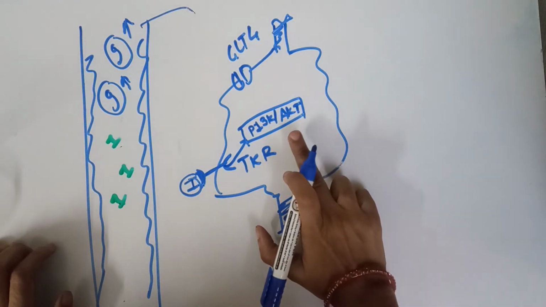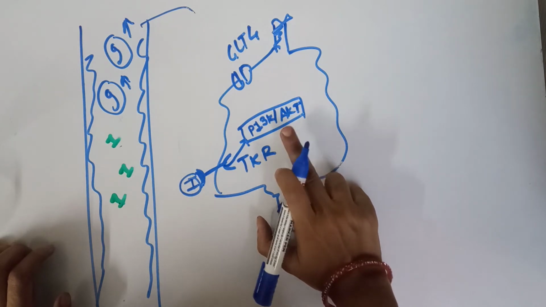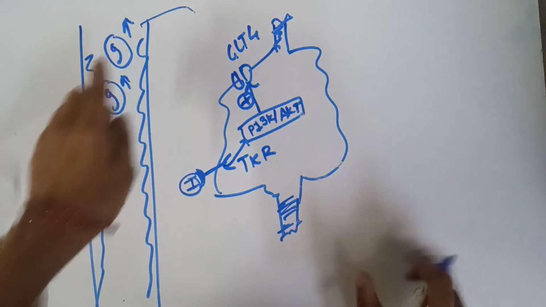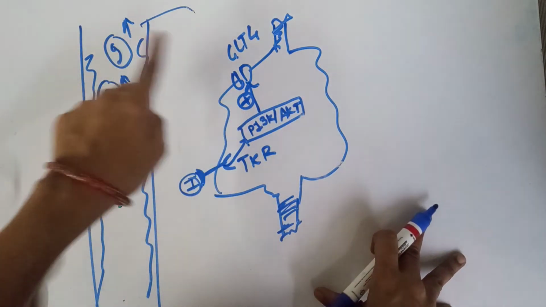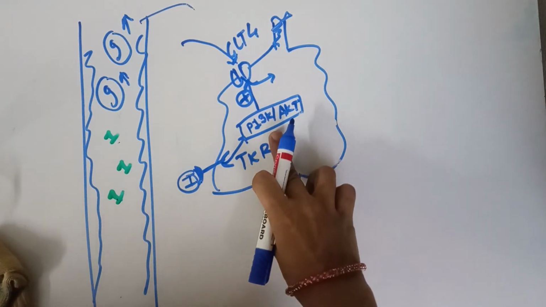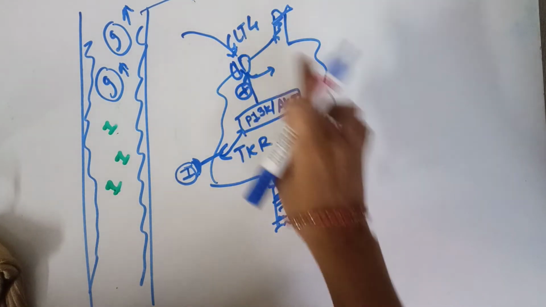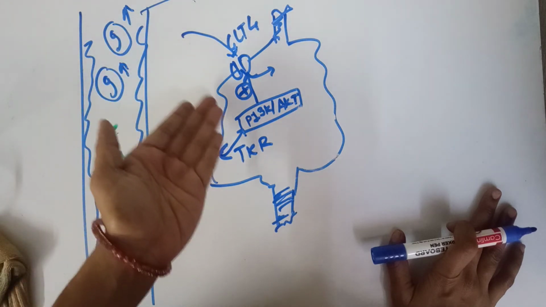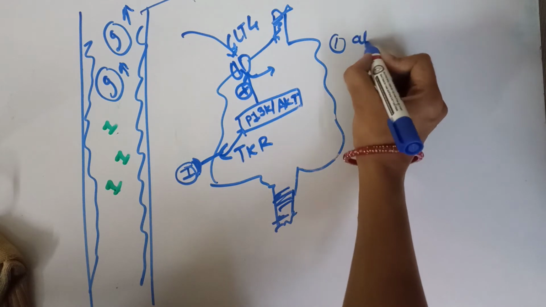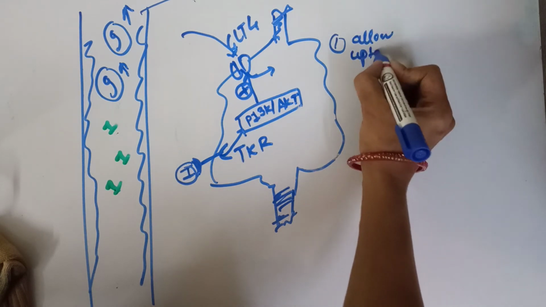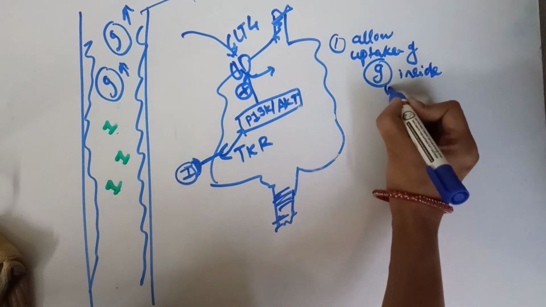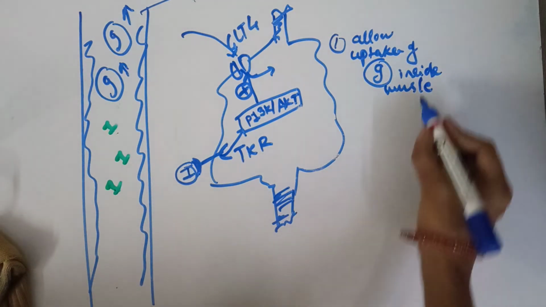Now what happens after stimulation of this enzyme? It first stimulates this transporter. Because of this stimulation, only then does glucose come inside. So this enzyme allows the GLUT4 transporter to allow glucose to come inside muscle cells. So the first thing, it allows uptake of glucose inside your muscle cells.